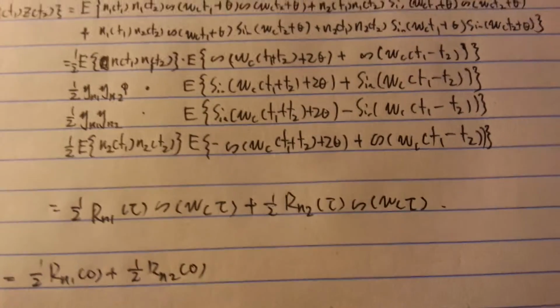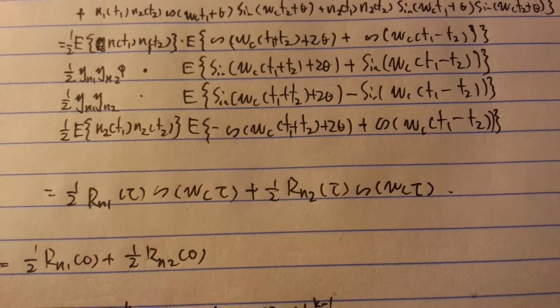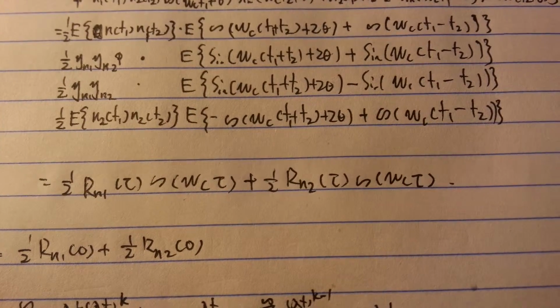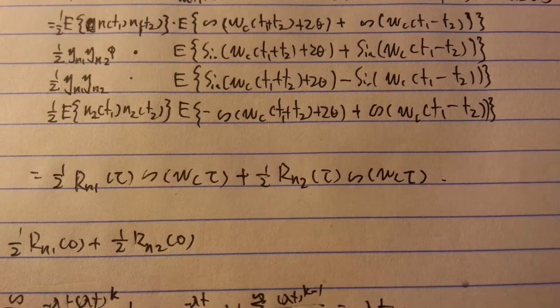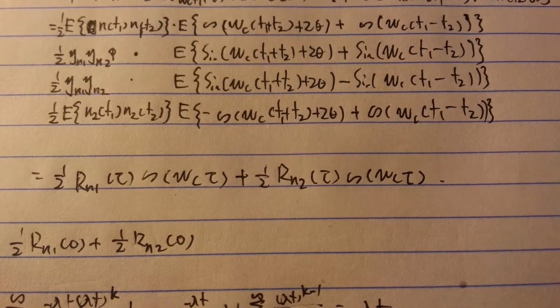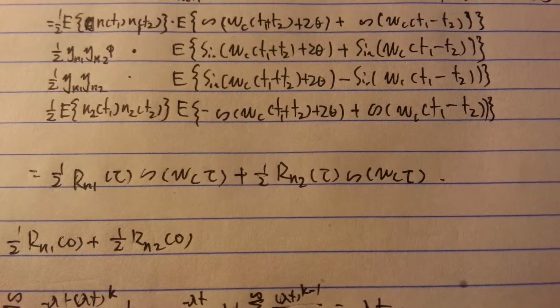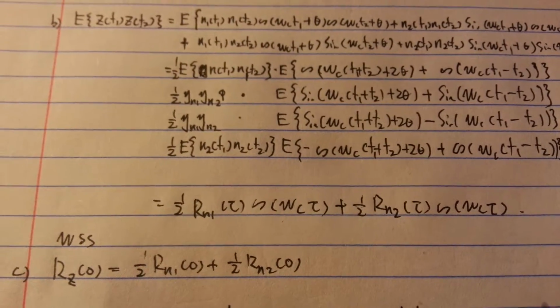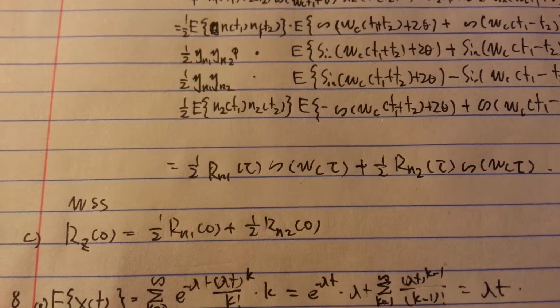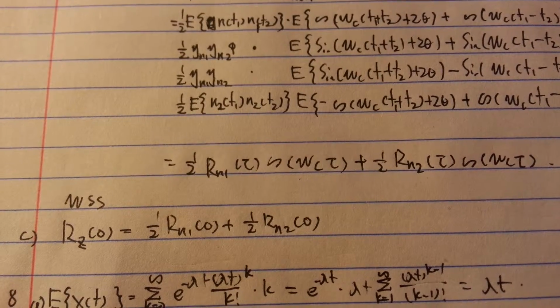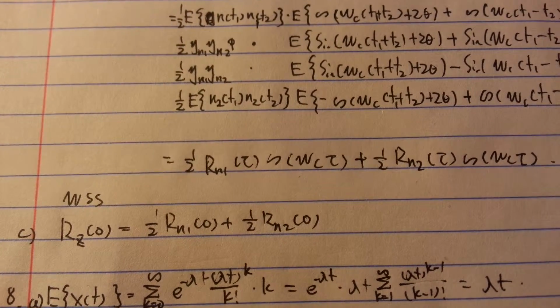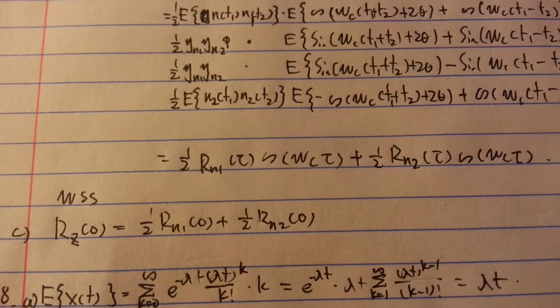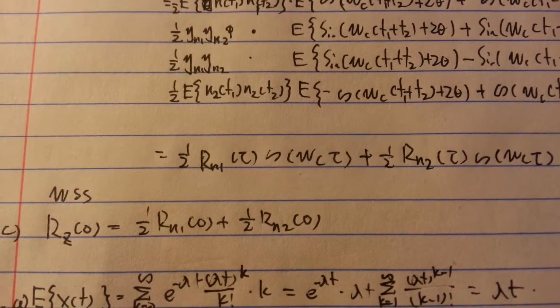Because these autocorrelation functions depend only on t1 minus t2, that is, on tau, and the expectation of the random process is a constant, the random process is wide-sense stationary. The third question asks us for the autocorrelation function when tau equals 0, so we just substitute tau with 0. What we get is just over there.